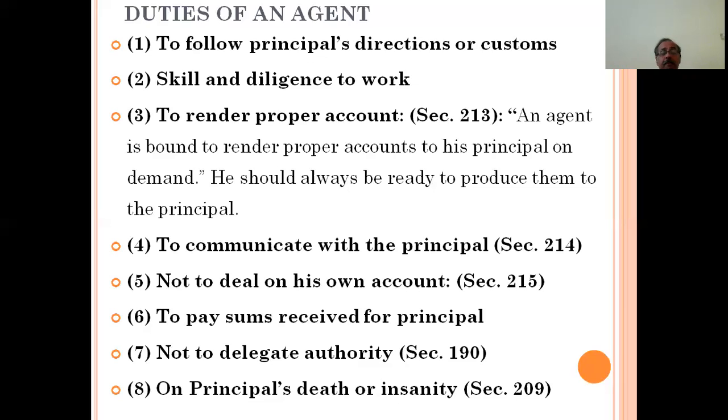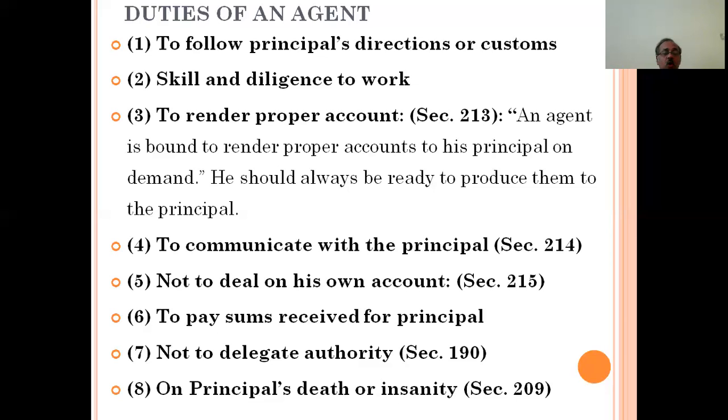And fourth one is to communicate with the principal. It's a responsibility, it's a duty of the agent as per section 214 to communicate with the principal. Always there should be proper coordination and proper communication, and the agent is required to communicate with the principal.